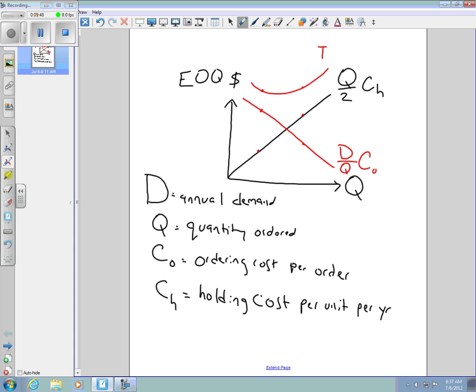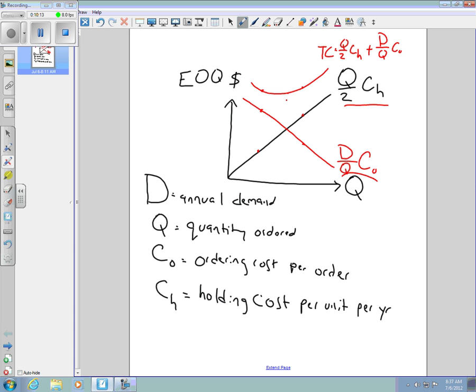So this top curve is total cost, and it equals my average inventory times the holding cost. That's my annual holding cost right there, Q over 2 times H, plus the number of orders I place times the cost of ordering. Okay, so there's my total cost, which is just the sum of these other two costs.